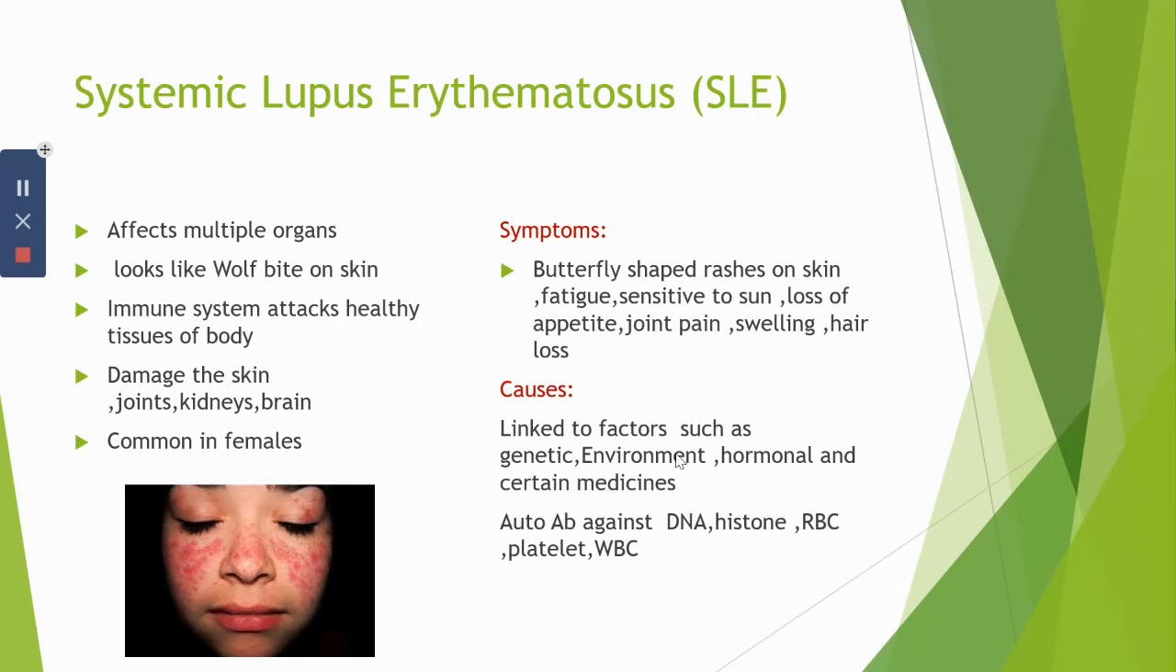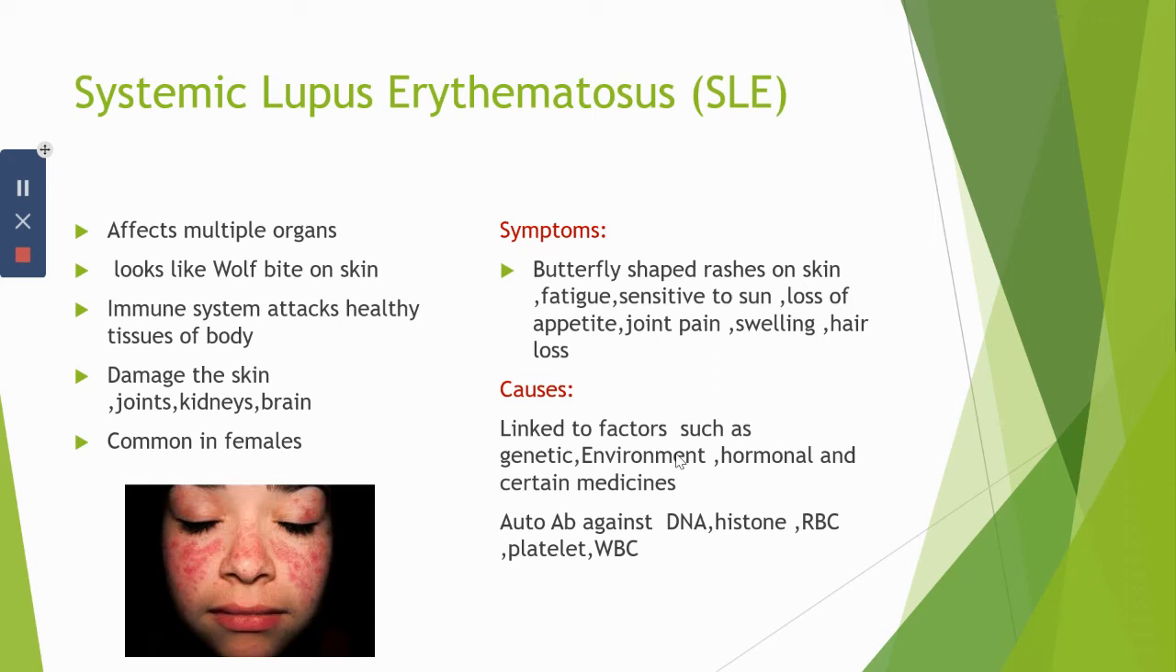Next is systemic lupus erythematosus, which affects multiple organs, including the skin. It causes skin rashes which appear like wolf bites. It is an autoimmune disease, where the immune system of the individual mistakenly attacks the healthy tissue of the body, damages the skin, joints, kidney, brain, etc. It is more common in females than in men.